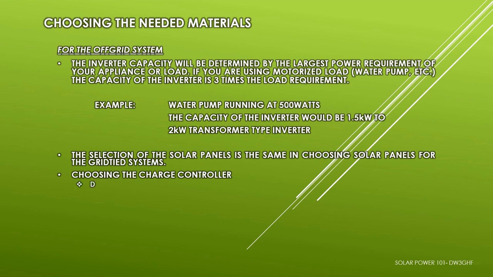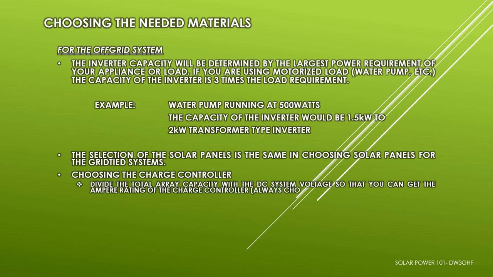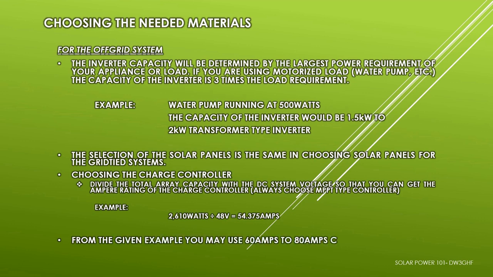The selection of the solar panels is the same as in choosing solar panels for the grid-tied systems. Choosing the charge controller. Divide the total array capacity with the DC system voltage so that you can get the ampere rating of the charge controller. Always choose MPPT type controller. Example, 2,610 watts divided by 48 V equals 54.375 amps. From the given example you may use 60 amps to 80 amps charge controller.